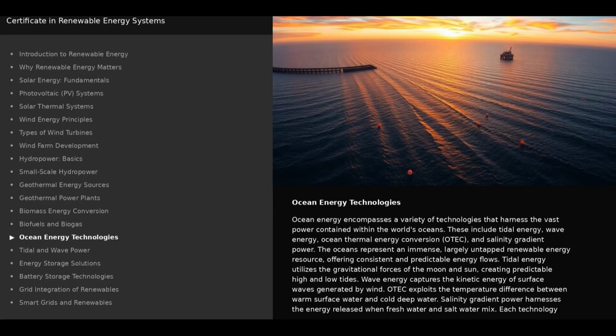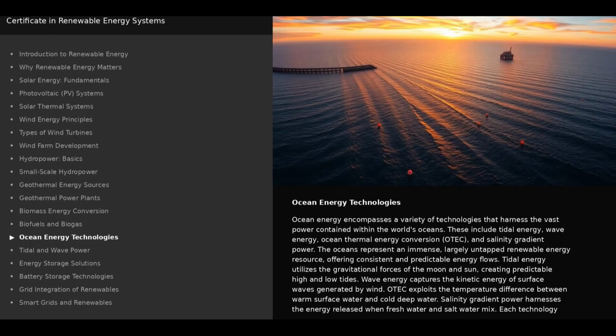Ocean energy technologies. Ocean energy encompasses a variety of technologies that harness the vast power contained within the world's oceans. These include tidal energy, wave energy, ocean thermal energy conversion (OTEC), and salinity gradient power. The oceans represent an immense, largely untapped renewable energy resource, offering consistent and predictable energy flows.